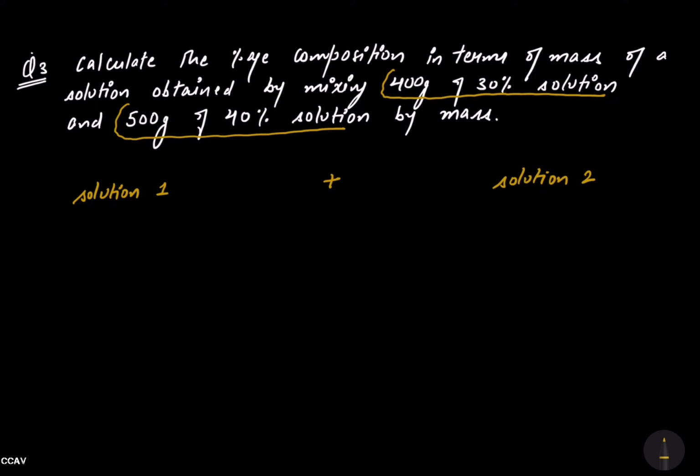So what's solution number 1? It's 400 grams of 30% solution. And what's solution number 2? It's 500 grams of 40% solution.